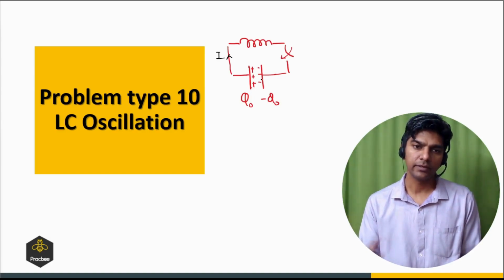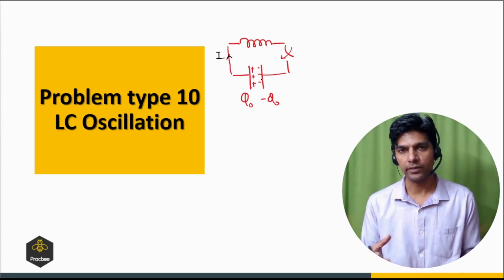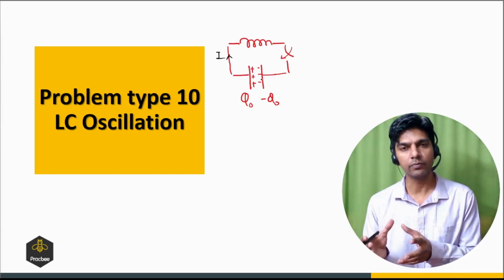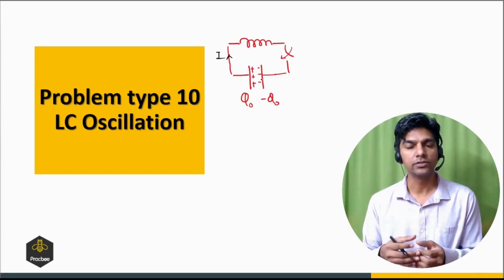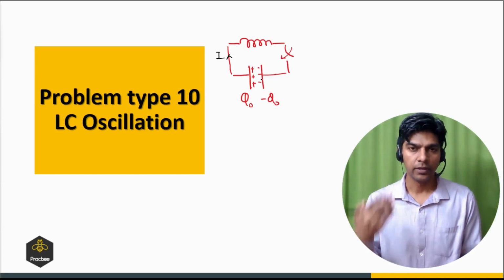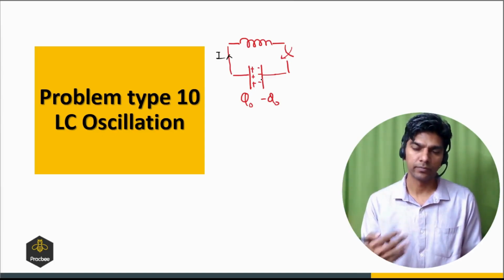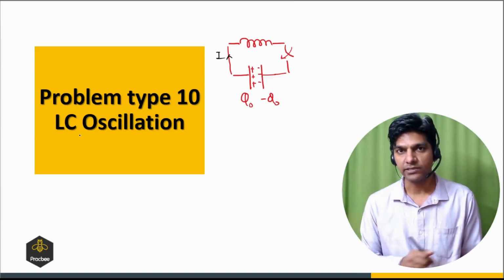So we can say in LC oscillation, the energy stored in the electric field in the capacitor will be converted into the energy stored in the magnetic field in the inductor. Now this energy keeps on oscillating, and this is known as LC oscillation.